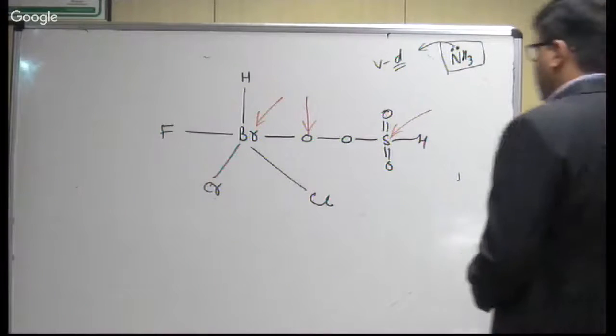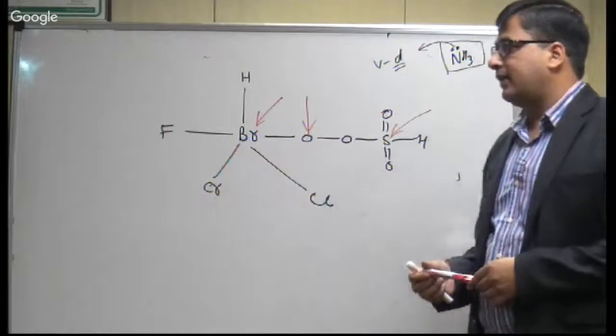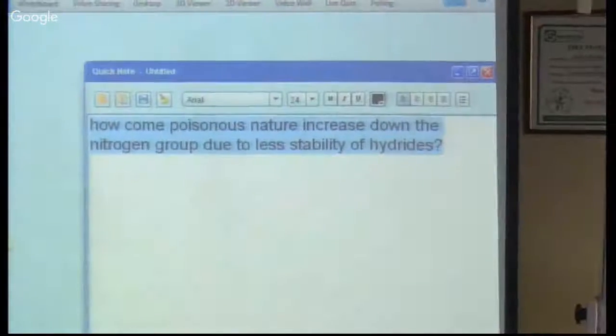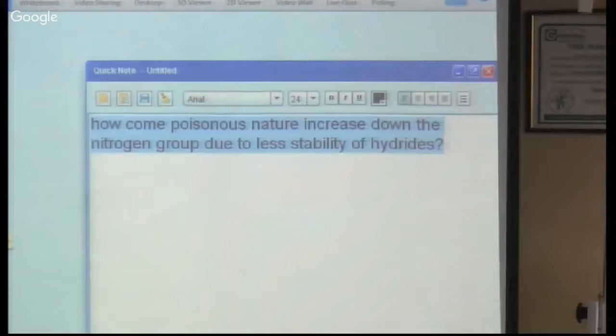Poisonous nature is not due to the stability of the hydride. That is the property of these elements. They combine with certain enzymes in our body, that's why they are poisonous. That is not due to the hydride donor. Clear?